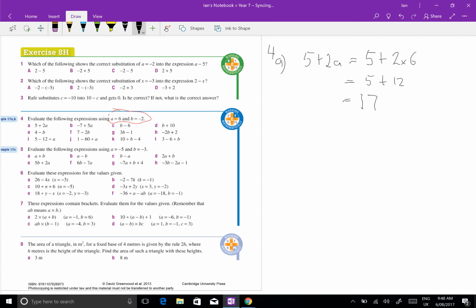Let's try B, negative 7 plus 5a. Well, that's negative 7 plus 5 times 6. Well, that's negative 7 plus 30. And I'd do that on my calculator if I was having trouble with directed numbers, but that will come out to 23.